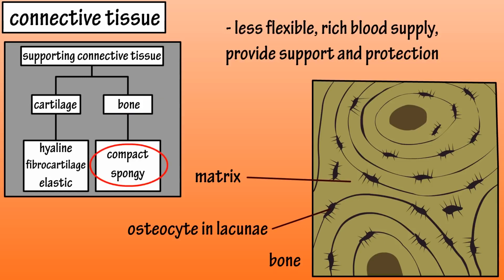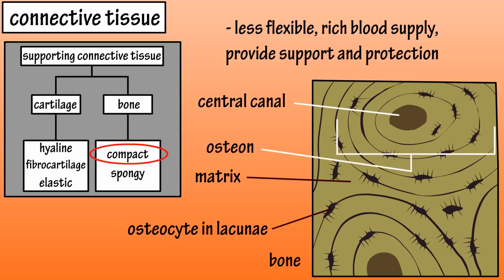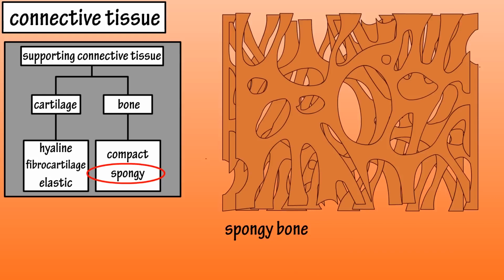There are two main bone tissue types, compact and spongy. Compact bone forms cylindrical structures called osteons, which look like rings, and they surround a central canal that houses nerves and blood vessels. Spongy bone has a lattice-like look to it, and it is located in the interior of a bone, and it is strong but lightweight.